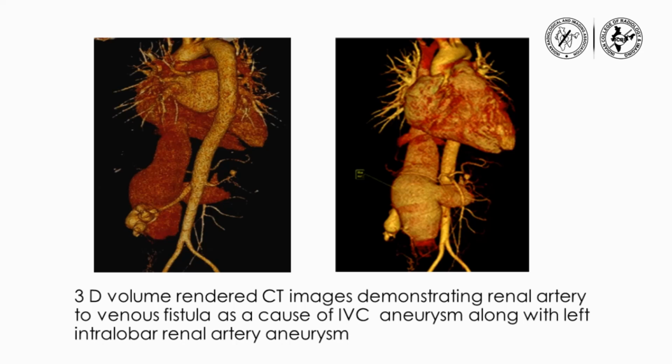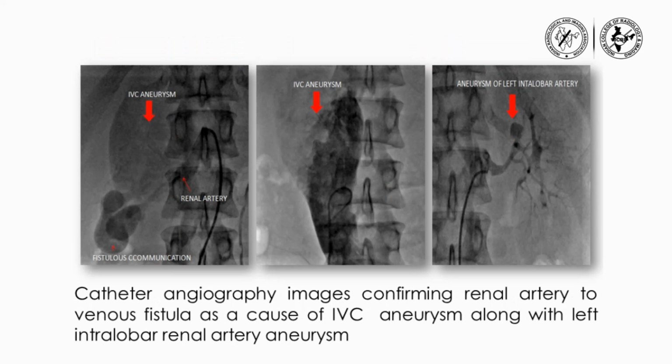3D volume rendered CT images demonstrating renal artery to venous fistula as a cause of IVC aneurysm along with left intralobar renal artery aneurysm. These are the catheter angiography images which confirmed right renal artery to venous fistula as a cause of this large IVC aneurysm along with confirming left intralobar renal artery aneurysm.